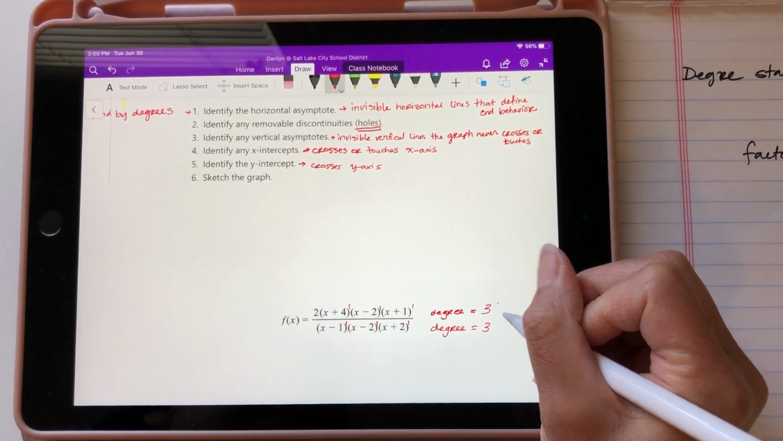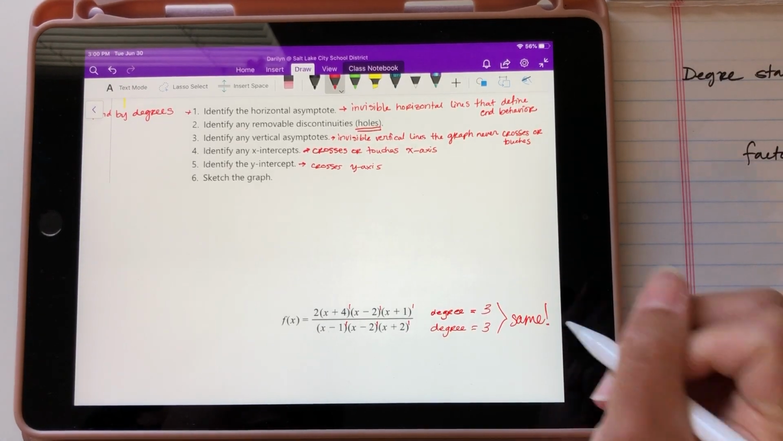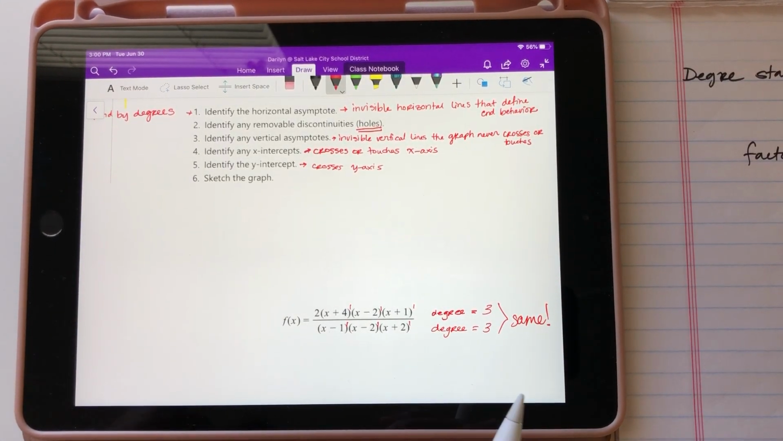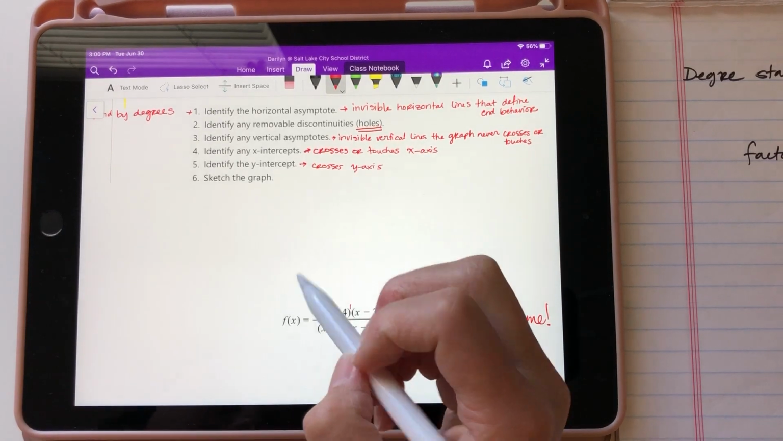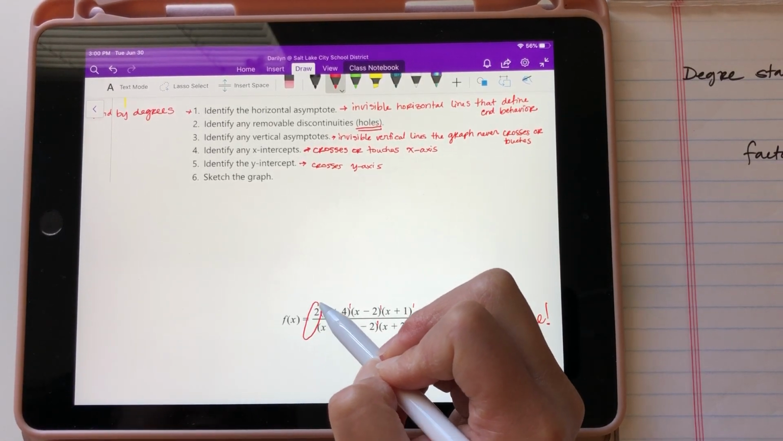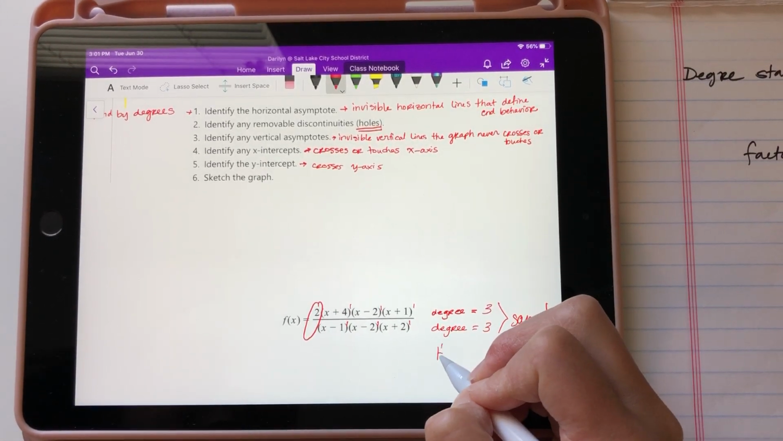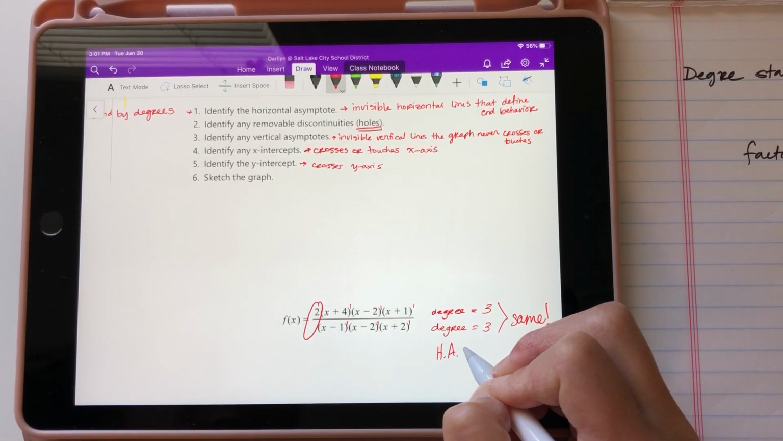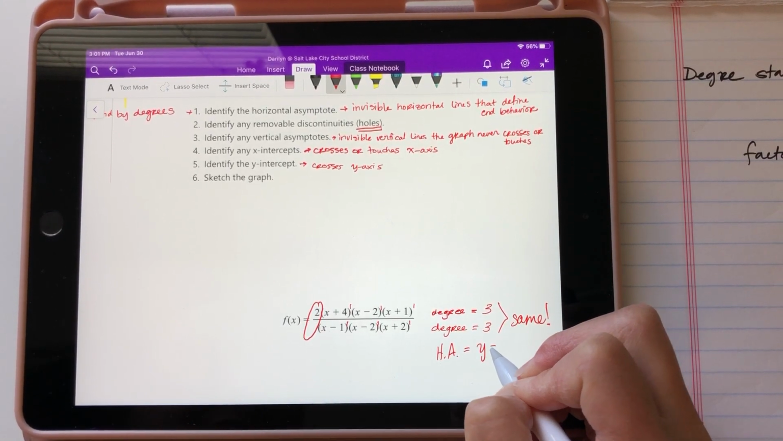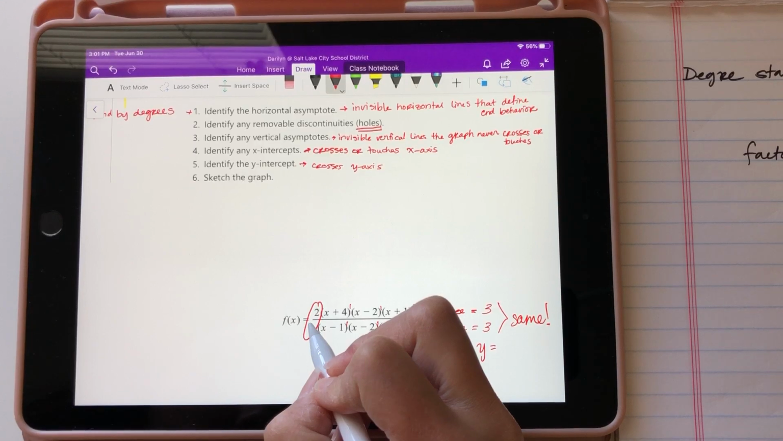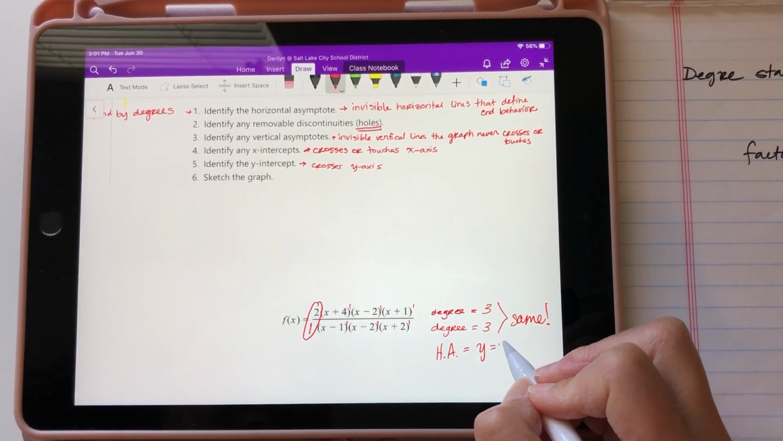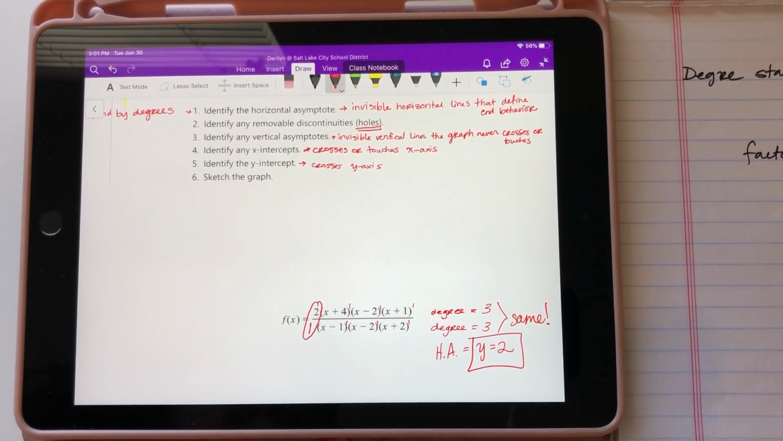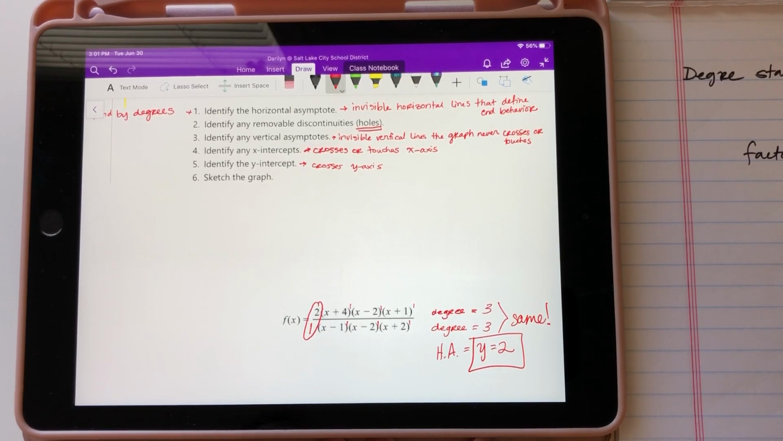So my degrees are the same, which means my horizontal asymptote, according to my table, is going to be leading coefficient divided by leading coefficient. So I have horizontal asymptote is at y equals 2/1, which is just 2. So there's my horizontal asymptote.